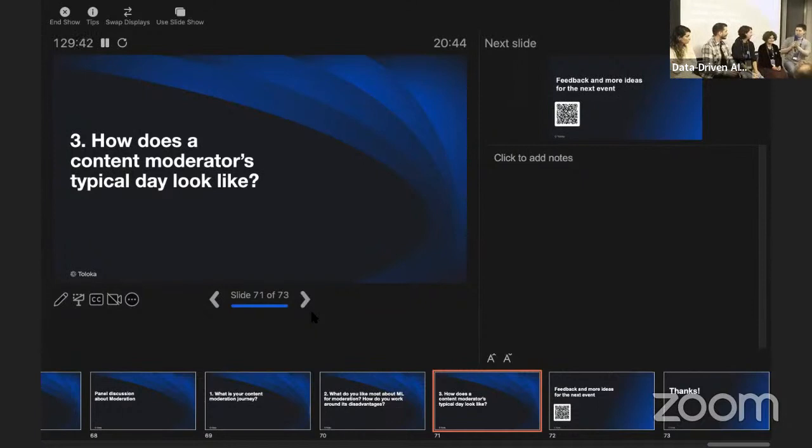Could you please share what the typical day of your content moderation team members is? Sure. We have 2 months of onboarding followed by a routine of shift managers that assign campaigns to the reviewers. Each reviewer usually reviews around 250 campaigns.